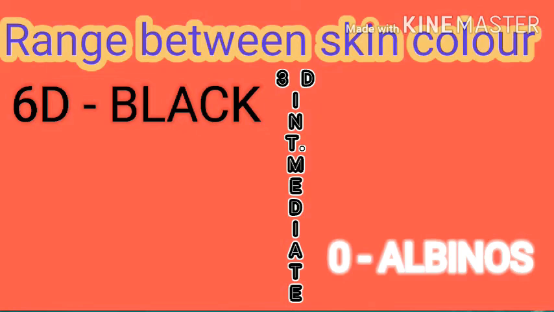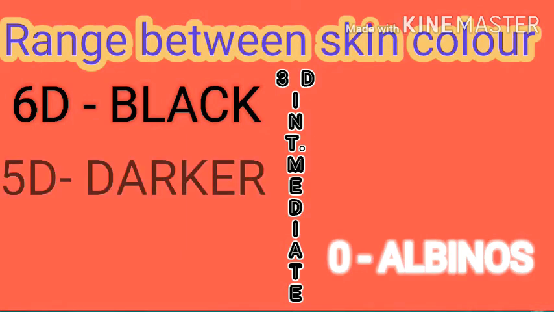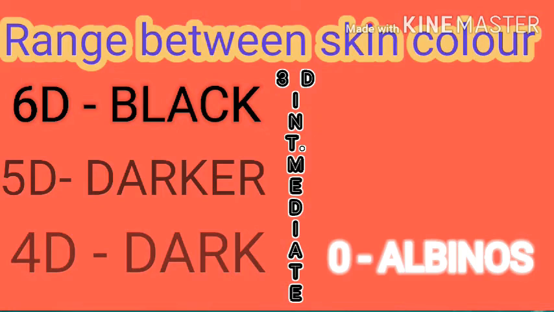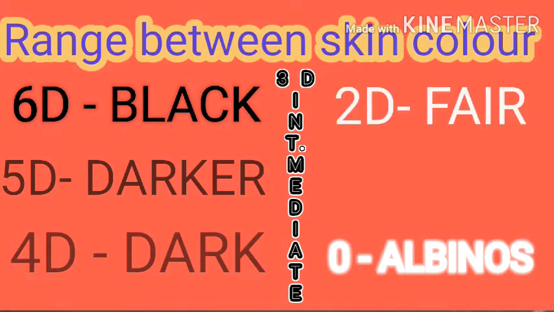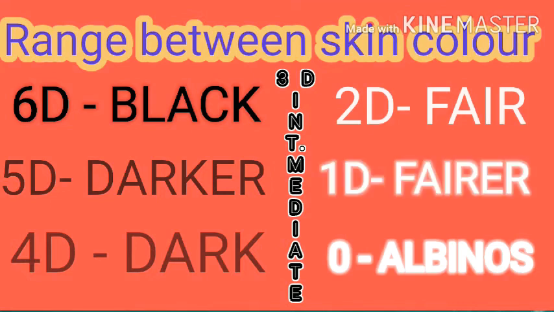And if they contain 5 dominant alleles, then they show a darker color. If they contain 4 dominant, then they show dark color, and if they contain 2 dominant, then it is below the intermediate level, so their skin color is fair. And if they contain only 1 dominant, then they have very fair skin color. So this is the range.